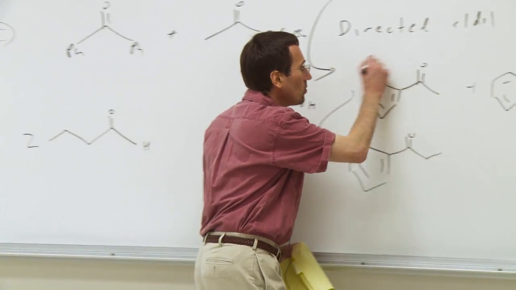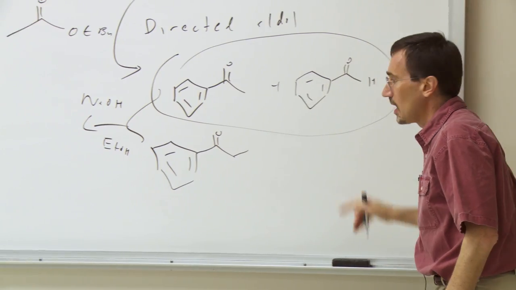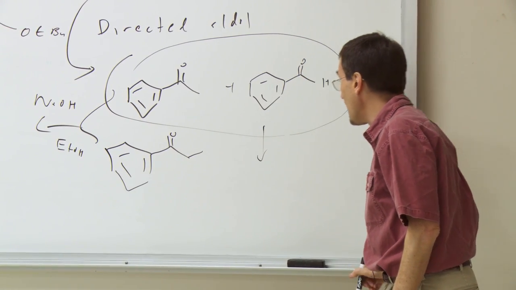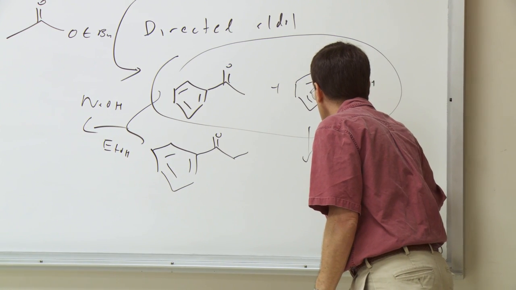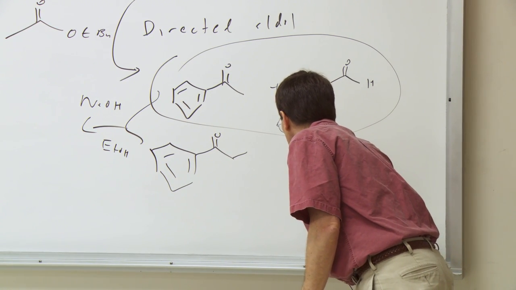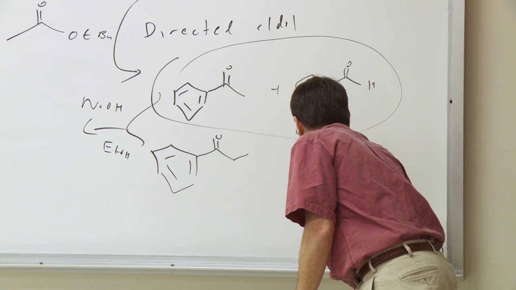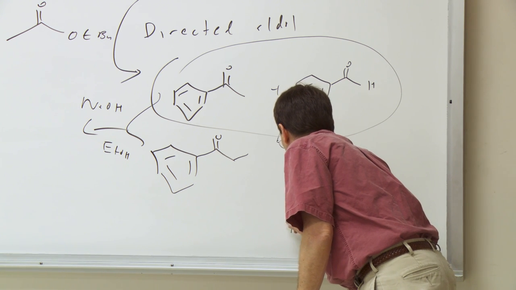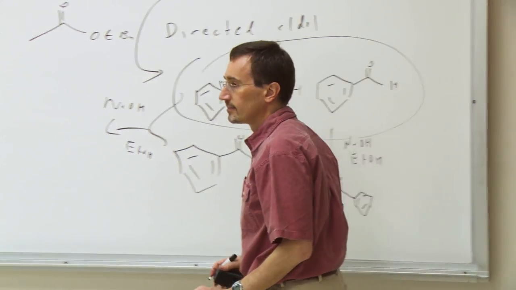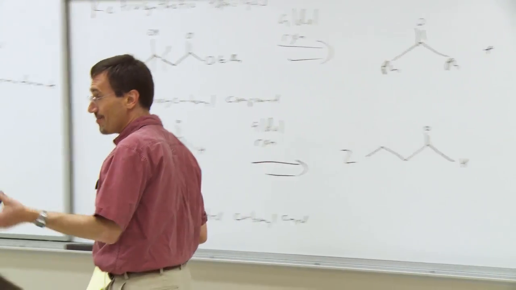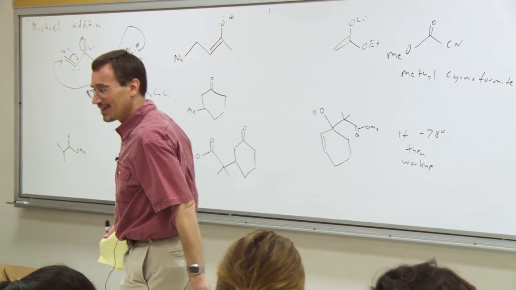But in the classical crossed aldol, where you have an enolizable ketone and a non-enolizable aldehyde, here you cook this up with, say, sodium hydroxide and ethanol, and you get a single product. And of course, that then begs the question, well, how do we control and get some other product? So how do you control the yield?